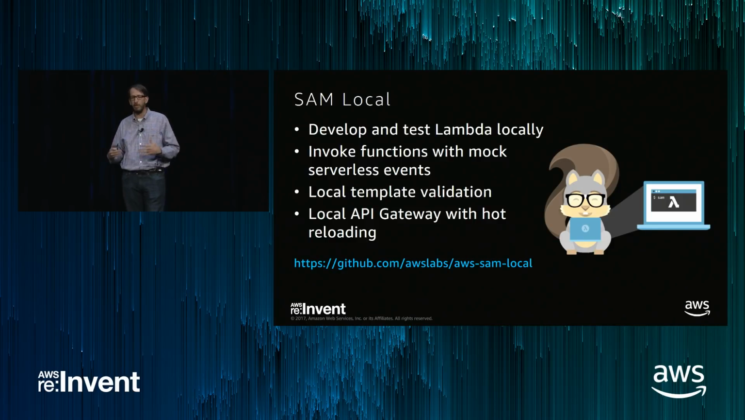So you can develop and test mock events, test your Lambda functions, and we even give you a local copy of API Gateway that you can spin up that supports hot reloading, so you can change your code on the fly and test it. And once your unit tests are complete locally, SAM Local has a CLI that includes all of the SAM commands to package and deploy your application to the service.